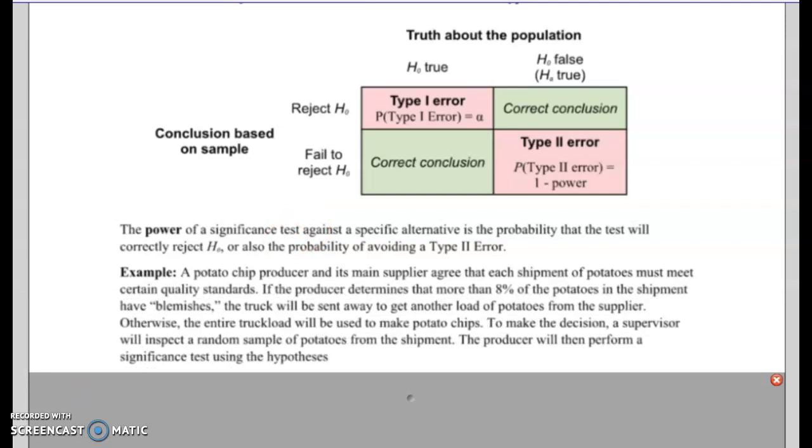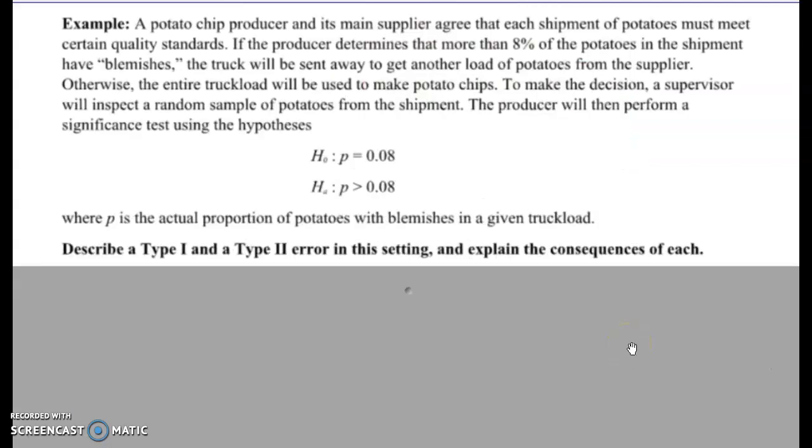And let me go through one example here. All right, here's an example where we explore type 1 and type 2 errors in context, because remember, context is always important. And if I do an interpretation of an error, I write the general version without context, and then I add the context in. So here, a potato chip producer and its main supplier agree that each shipment of potatoes must meet certain quality standards. If the producer determines that more than 8% of the potatoes are blemished, the truck will be sent away. Otherwise, the entire truckload will be used to make potato chips.